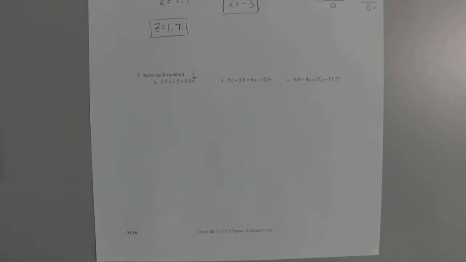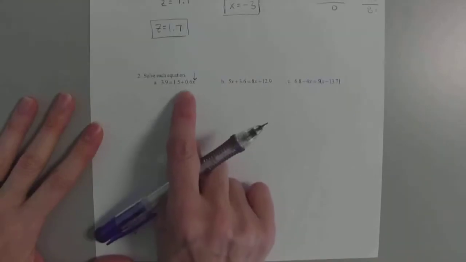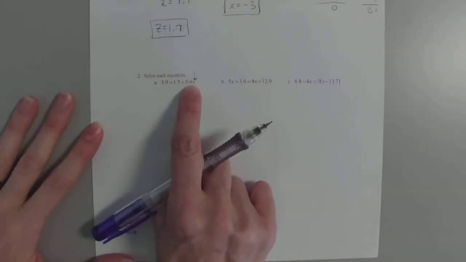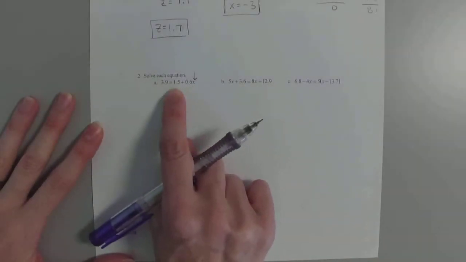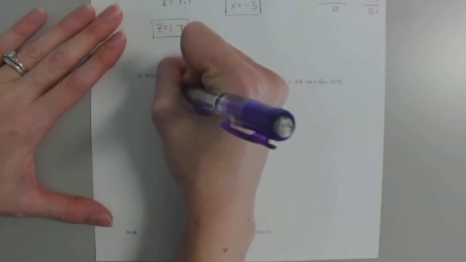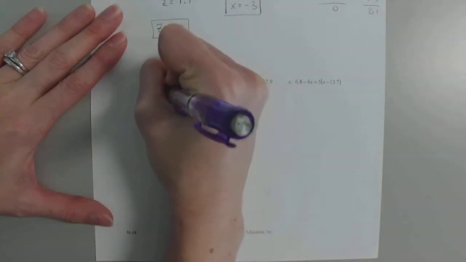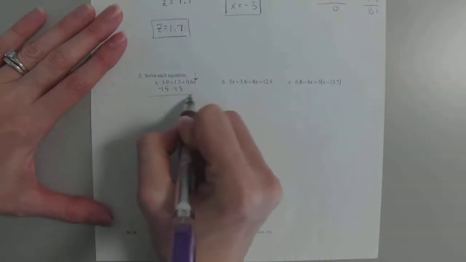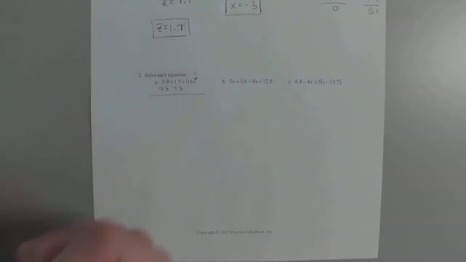What you want to do is get rid of the stuff that's furthest away from him first, okay? So this 0.6 is right on top of him. He's the last thing we're going to worry about. This 1.5 is further away, so we're going to worry about him first. So this 1.5 is added right now, so what's the opposite of adding? So I'm going to subtract 1.5 here and here.